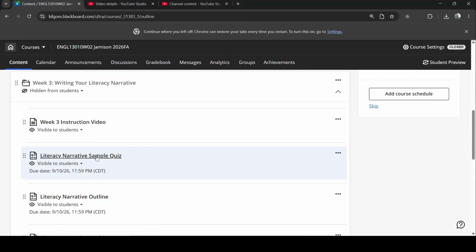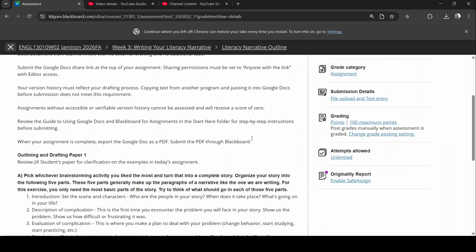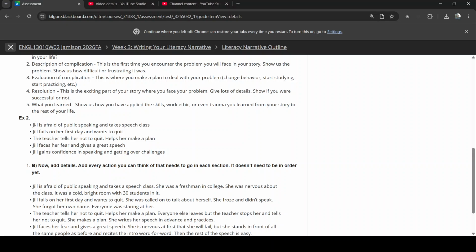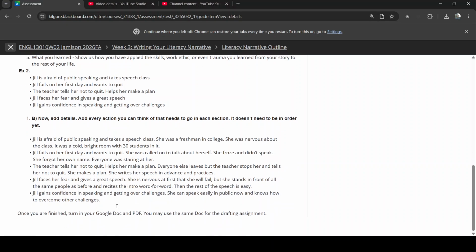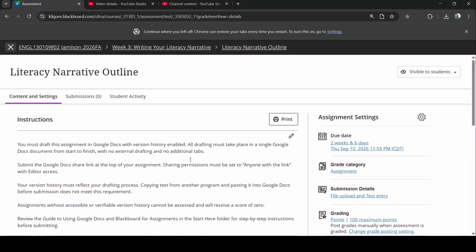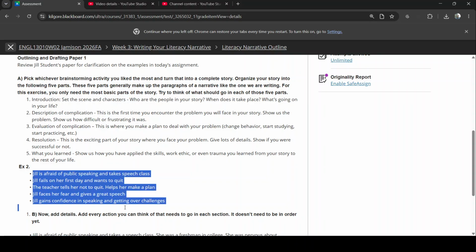Next, after you take that quiz, you will go to the outline, and you're going to take whichever one of the examples you did during the brainstorming activity that you liked the most, and you're going to start off with a very simple outline and then flesh that out and add as many details as you can. So what I've done is I've taken one of the examples that we had, and I created a very short outline here that covers the basic steps of that written assignment.